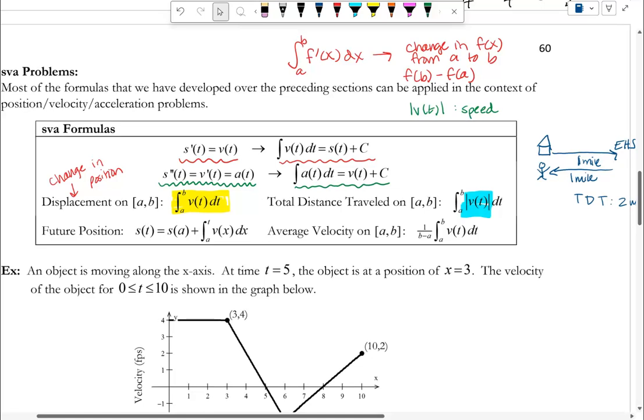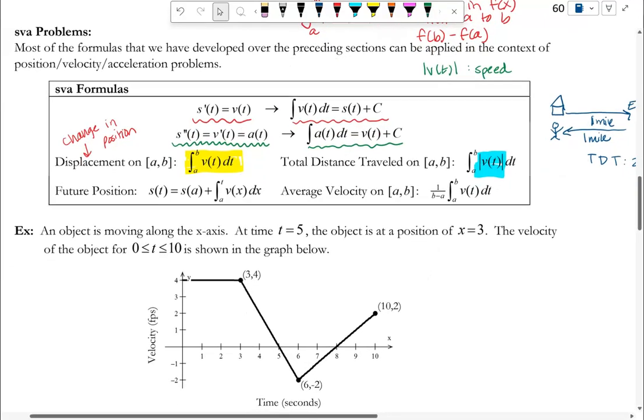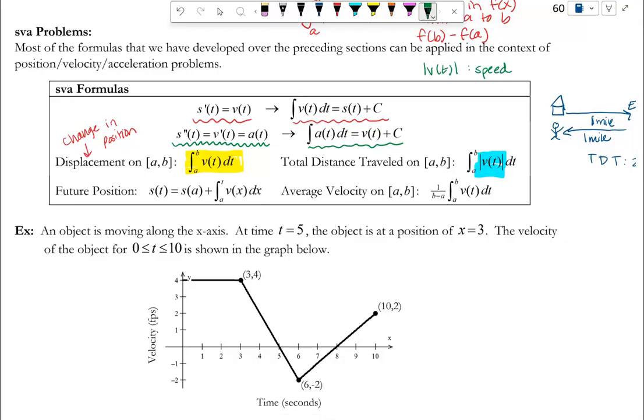So if I wanted to find the position of a function in the future, like at some future time, what I could think about is my starting position. Sometimes I call this an initial condition, so I'm just going to write IC. This doesn't have to be S of 0. This doesn't have to be our position at time equals 0. It's just some position that we know.